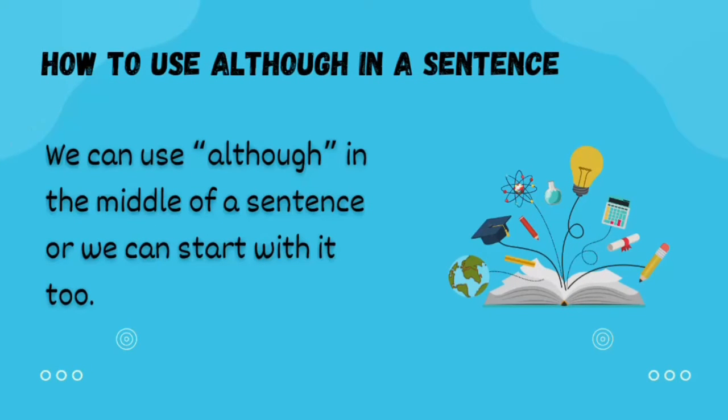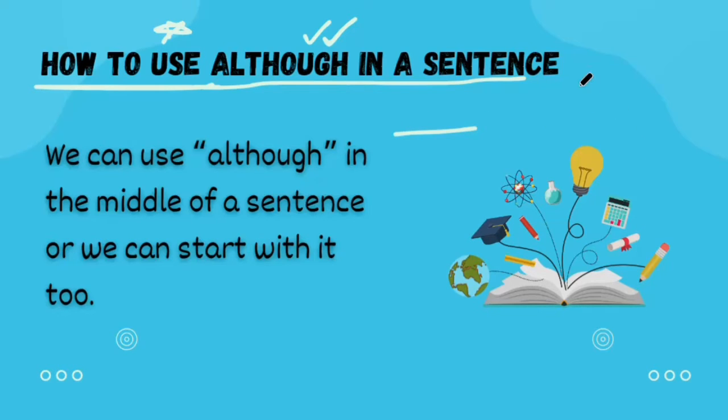Right? Here we are going to talk about how to use although in a sentence. This is a crucial thing. We should know how to use something. We know the meaning of although. We know that this is a subordinate conjunction, but where should it stand in a sentence, right? Can you write it at the beginning of a sentence, or maybe in the middle of a sentence, or at the end? What is the right position? So we are going to learn all this from now on. We can use although in the middle of a sentence, or we can start with it too, right? Although can come in the middle, and we can also begin our sentence with although.